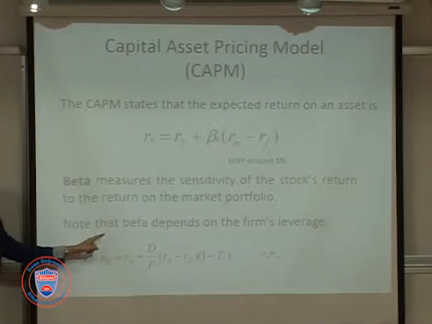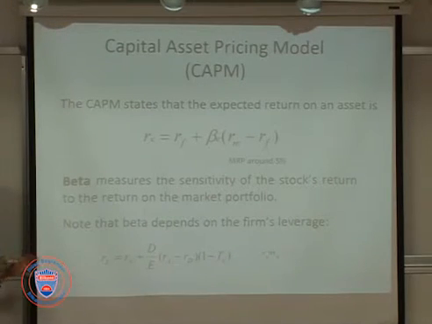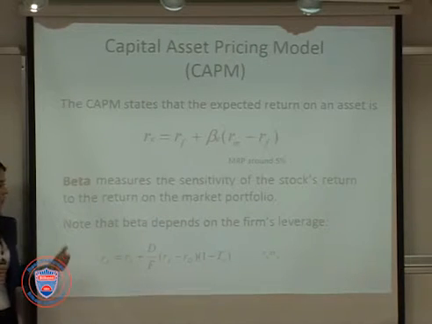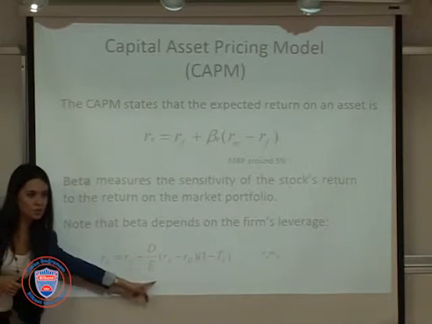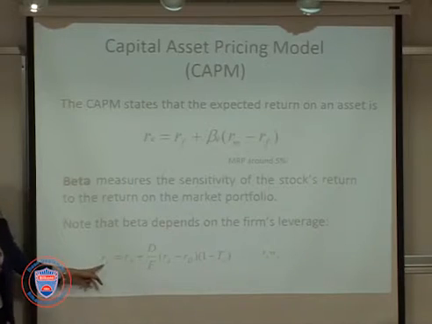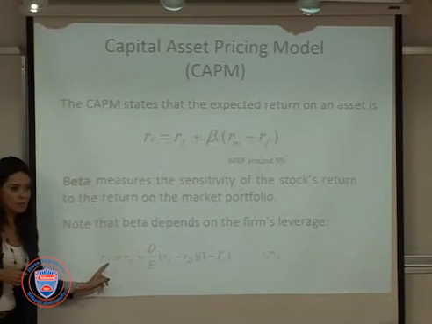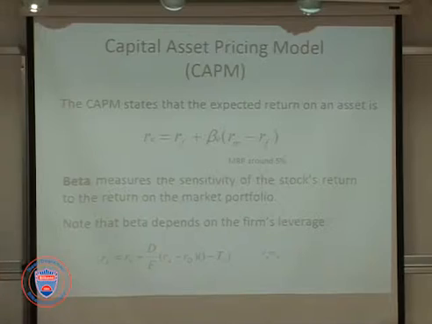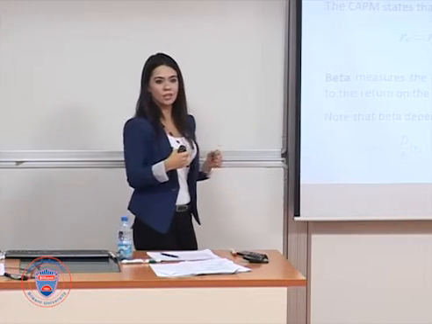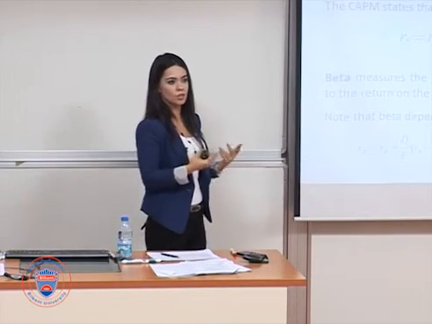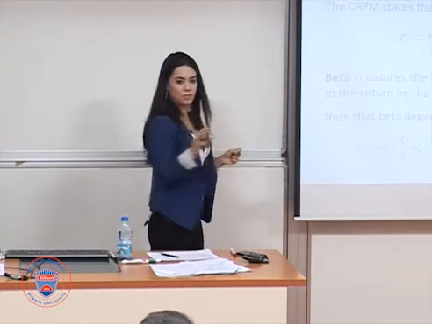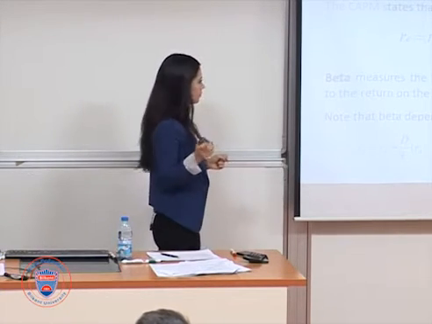And an important thing to note, and we talked about this for a week: beta depends on the firm's leverage. So if leverage changes, and the debt to equity ratio changes, it's going to affect cost of equity, and this is because equity beta will be affected. And equity beta will increase when debt to equity increases. And I think it was in your homework as well.